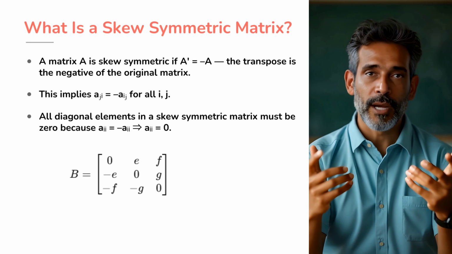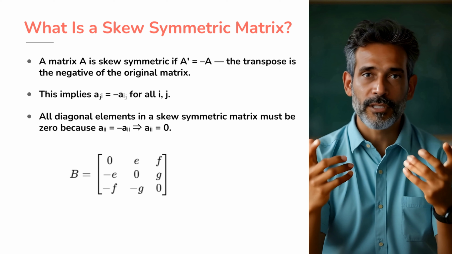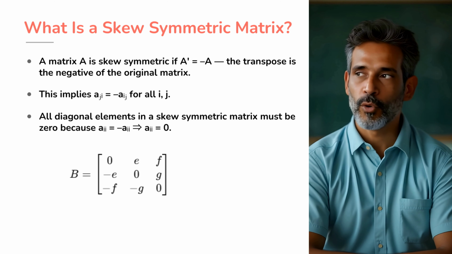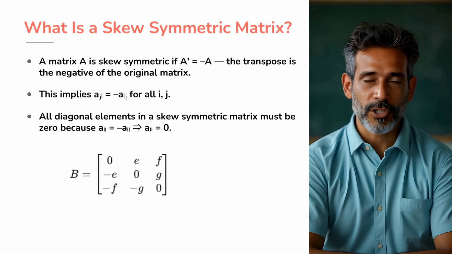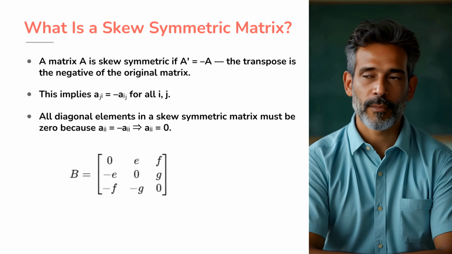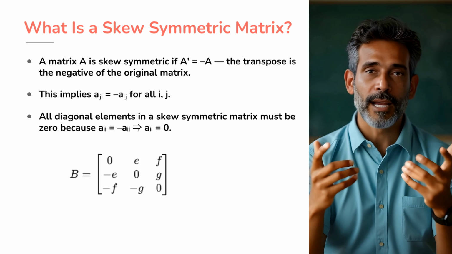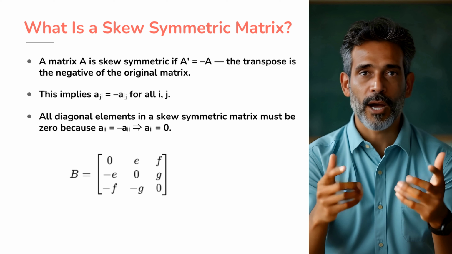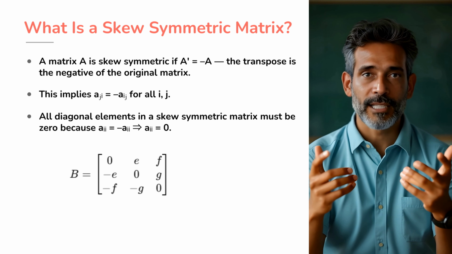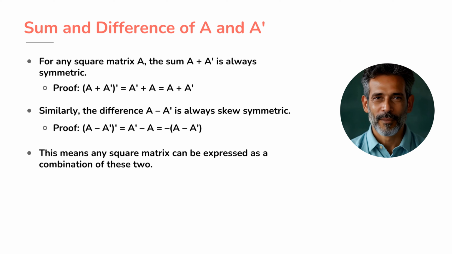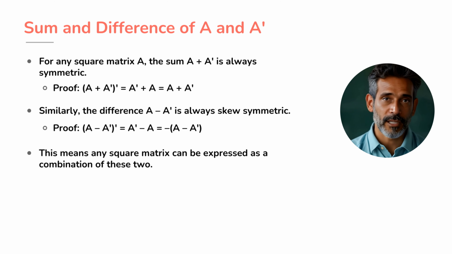Here's an example matrix B, first row 0, E, F, second row negative E, 0, G, third row negative F, negative G, 0. This structure appears in rotation matrices, physics, and antisymmetric systems where directional forces or movements cancel each other out. Now here's an elegant identity.